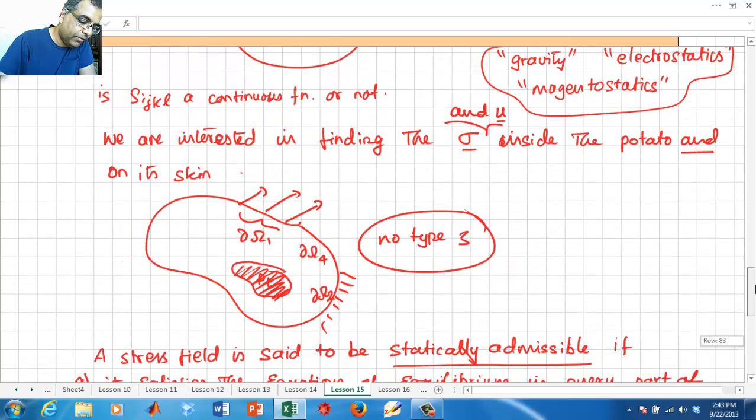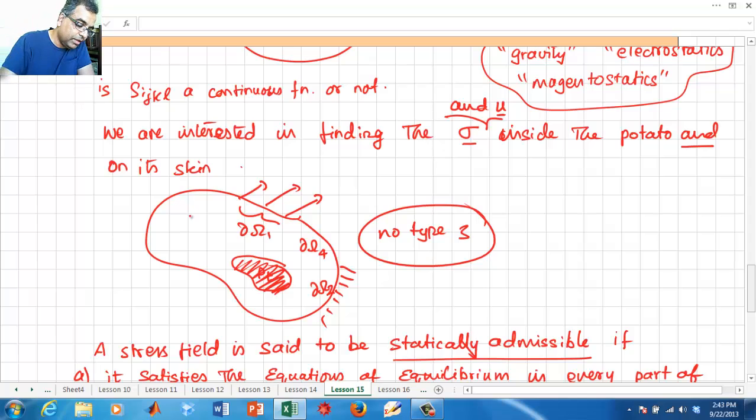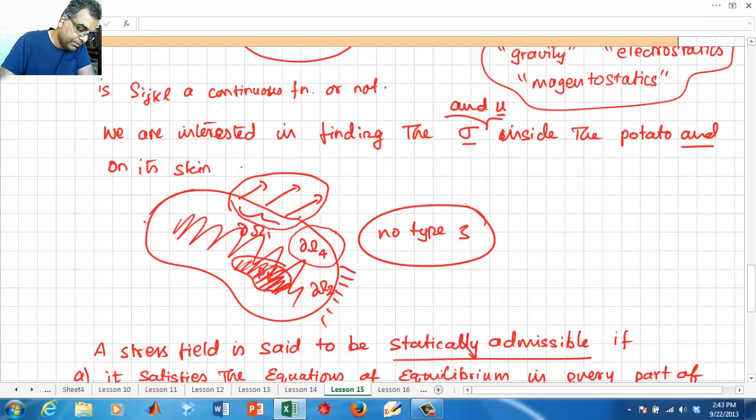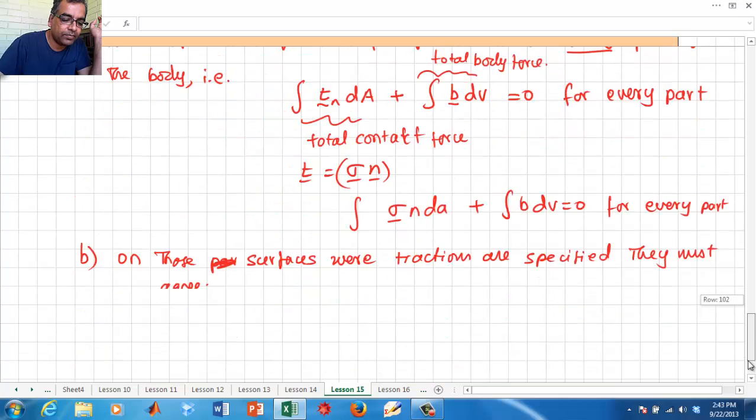Look, if I can find a stress that satisfies the equations of equilibrium inside the potato and it satisfies this on this surface of the potato, and on this surface it does not have to satisfy anything here because I didn't know what the stress was, so I didn't care. But wherever I know the stress, it has to satisfy that. Wherever I don't know the stress, it has to satisfy the equilibrium equation. If that is the case, it's called a statically admissible stress field.